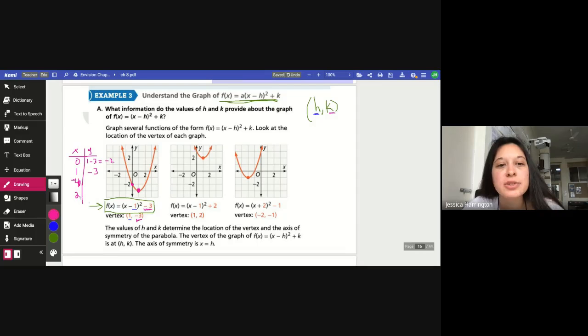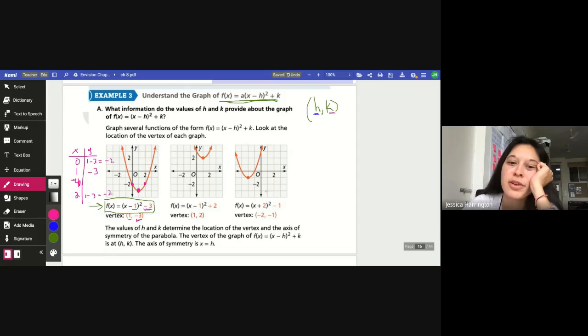So if I plug in 2, I get 2 minus 1. Well, that's 1. 1 squared is 1. 1 minus 3 is -2. Again. So now I know another point is 2, -2. And once I have those 3 points, I have enough to sketch what the parabola will look like.